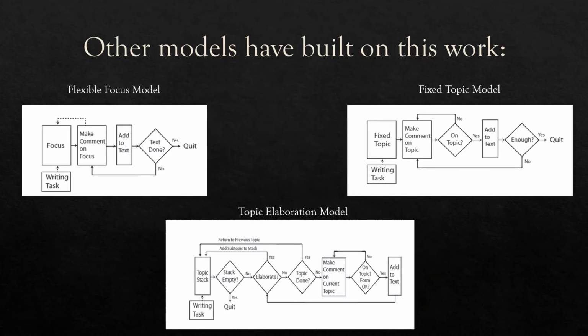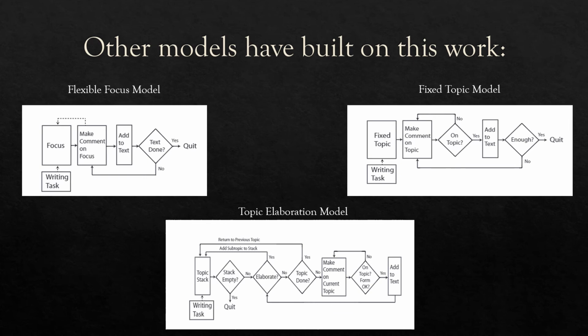And like I said, this text was really influential. A lot of things have built on it, and there are other models. So this Bereiter and Scardamalia piece that this came out of actually was then responded to by Hayes, and in the response, Hayes talked about some different models that come out of the Bereiter and Scardamalia piece. So the first is the flexible focus model.